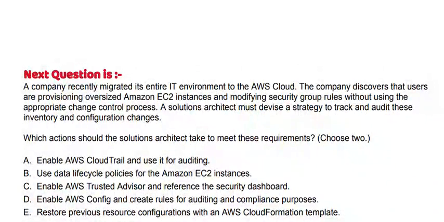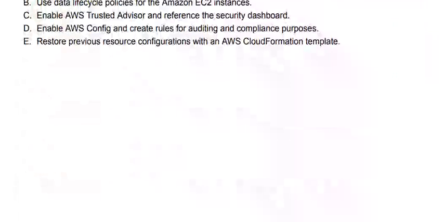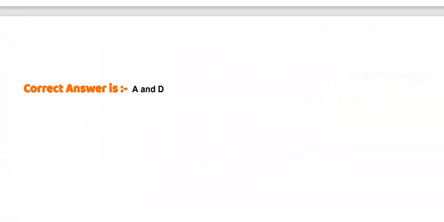Choose 2. Option A. Enable AWS CloudTrail and use it for auditing. Option B. Use data lifecycle policies for the Amazon EC2 instances. Option C. Enable AWS Trusted Advisor and reference the security dashboard. Option D. Enable AWS Config and create rules for auditing and compliance purposes. And option E. Restore previous resource configurations with an AWS CloudFormation template. And the correct answer is option A and D.